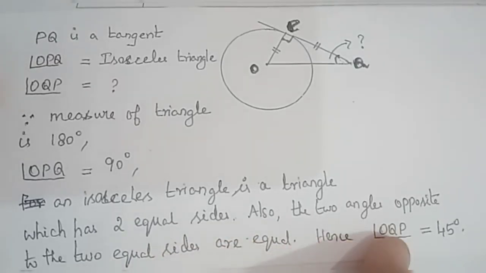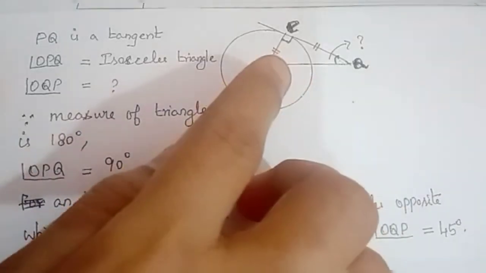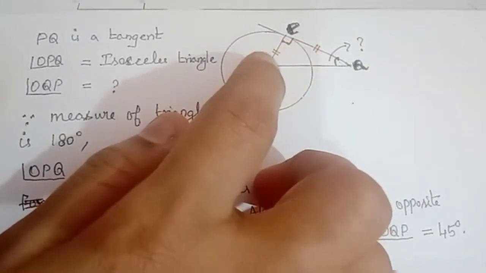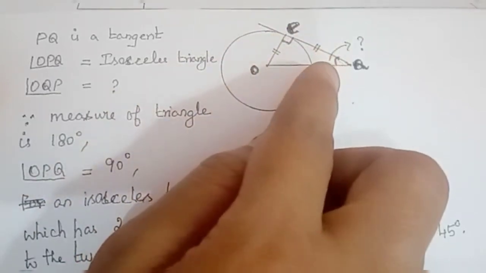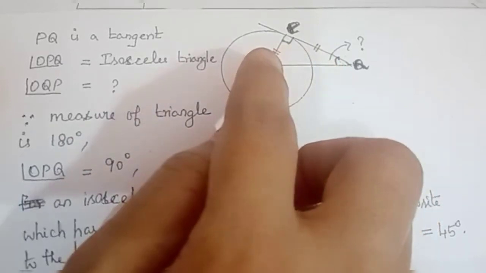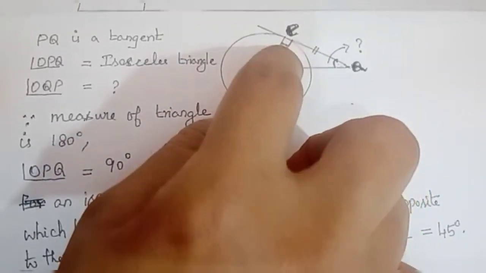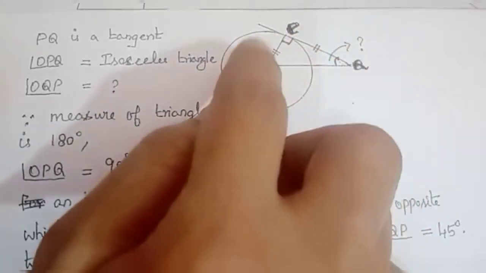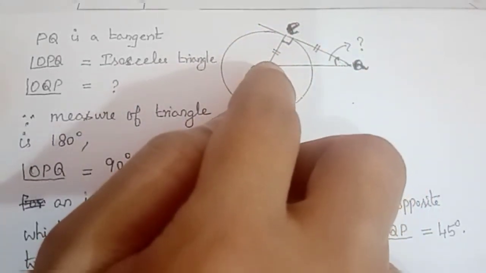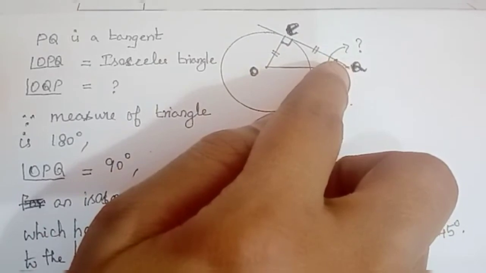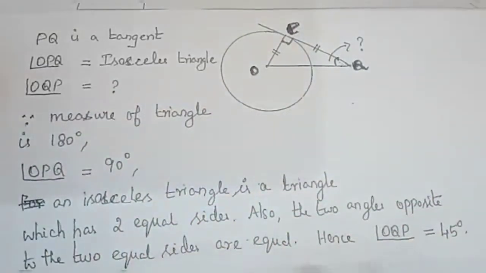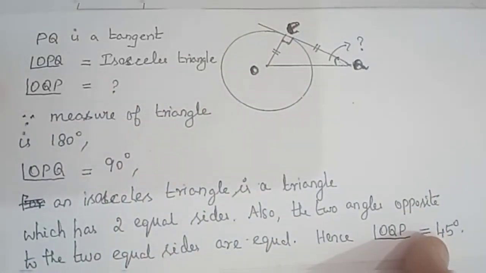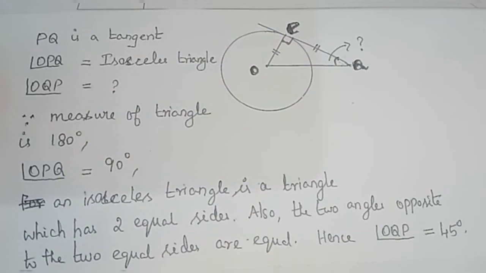Hence, angle OQP is equal to 45 degrees. So these are the two equal sides, and the angles opposite to the equal sides are equal in measure. So this is 90 degrees and the sum of the angles of a triangle is 180 degrees. Therefore, this angle and this angle are equal to 45 degrees. Therefore, the required angle OQP is equal to 45 degrees. This is the required answer.